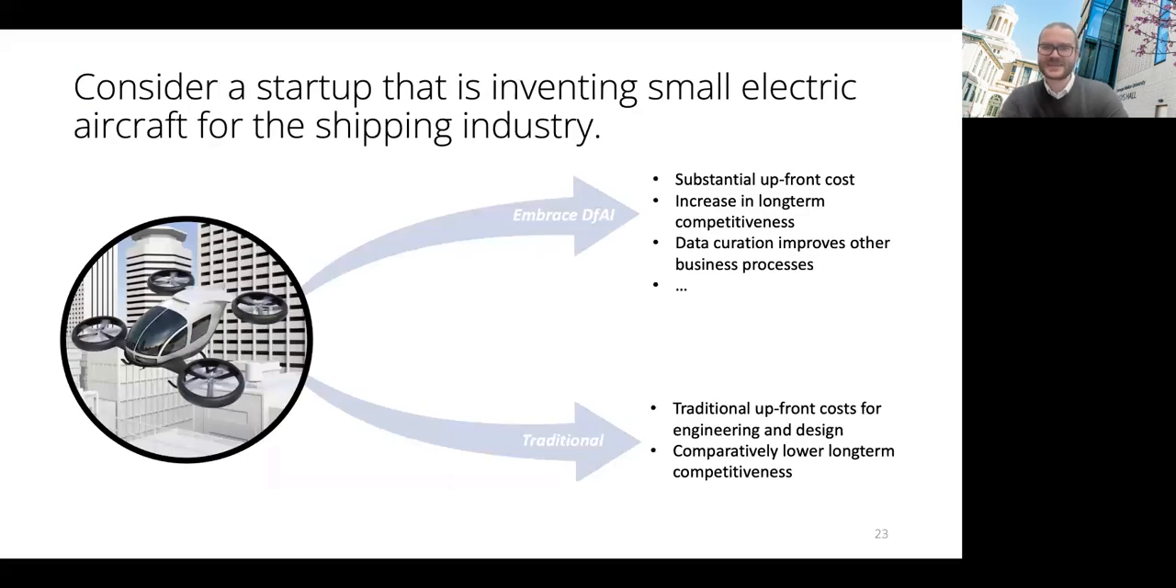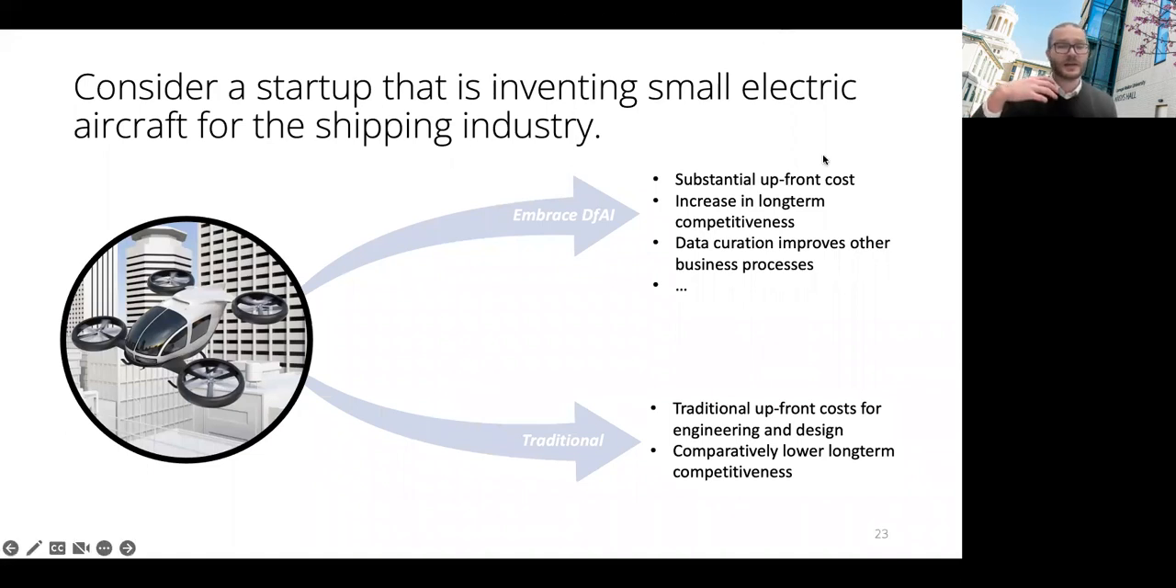The last item in this section is a short example that I think draws out an important difference and an important challenge with implementing these DeFi principles. So think about a startup that's inventing small electric aircraft for the shipping industry, right? So it's a startup, they don't have a ton of money, right? They're on a short budget, they don't have a ton of staff, and they have a choice. They can either pursue a traditional engineering approach or they can embrace DeFi. And today, if they were to make this choice, these are what we think the possible outcomes might be.